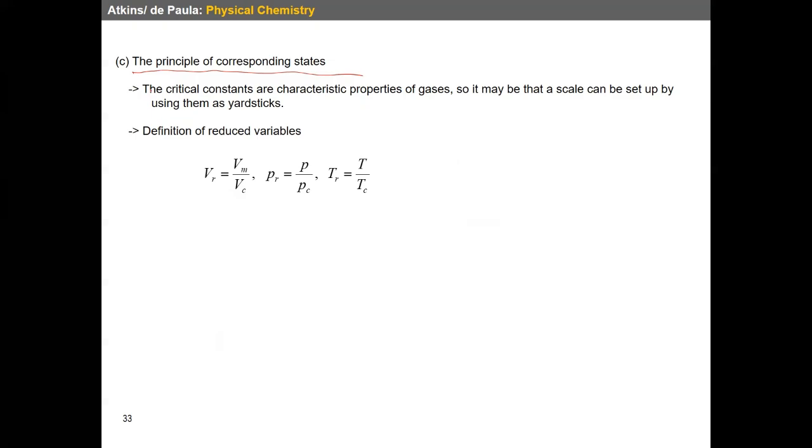So the critical constants in this principle of corresponding states are characteristic properties of gases. So what this means? This TC, VC, and PC, the state of gases is transient. So we can use these as a yardstick for explaining this gas system. So it may be that a scale can be set up by using them as a yardstick. So we can explain the state of these gases by using these TC, VC, or PC values.